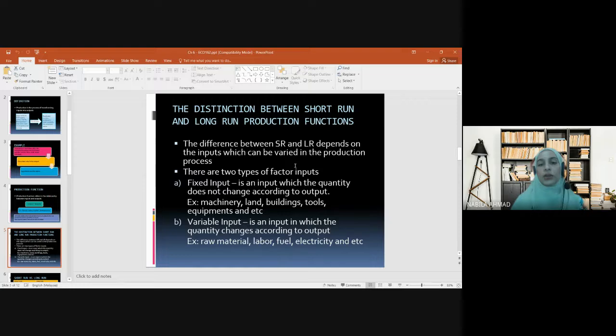Does not change according to the output. What about variable input? It is input in which the quantity changes according to output. Okay, so which means variable input ini dia berubah-ubah. Dia boleh berubah dalam jangka masa panjang atau jangka masa pendek. Contoh macam raw materials, labor, fuel, electricity and so on. So these are kinds of goods or resources that can be varied in a short run. So boleh diubah dalam jangka masa pendek atau panjang. So itu yang maksudnya fixed input dengan variable input.